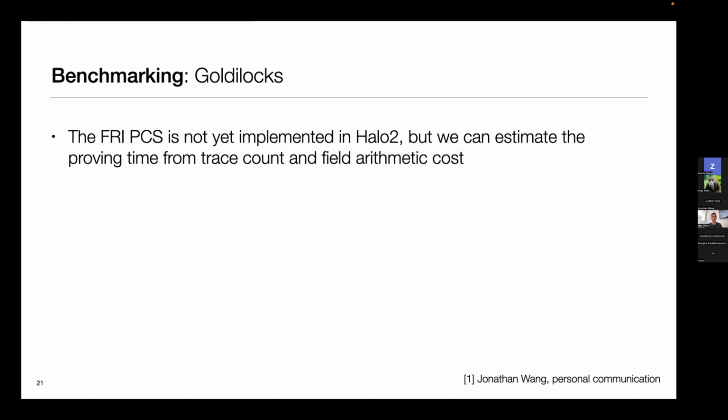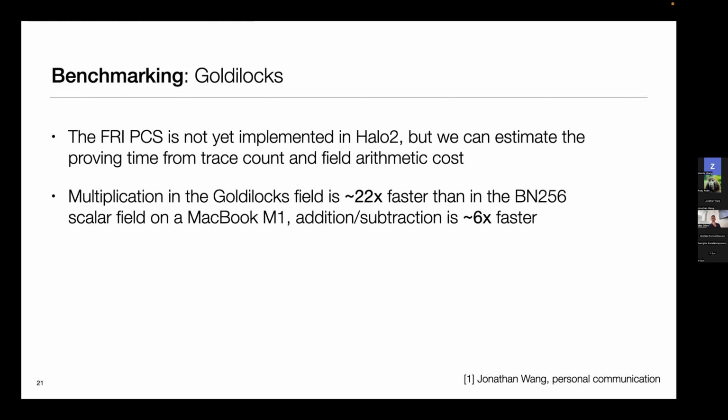But yeah, one interesting thing I haven't really seen compared a lot is this: if we have the FRI PCS implemented in Halo 2, then we can actually prove using the Goldilocks field. I don't have that work done at the moment, so I can't estimate the actual proving time for the Goldilocks FRI proof, only the trace cell count.